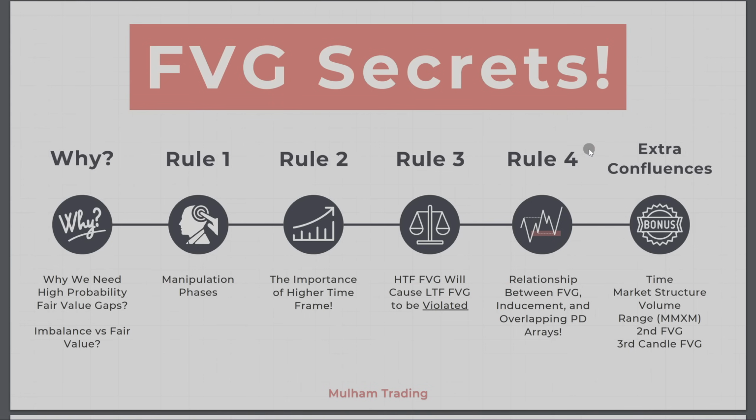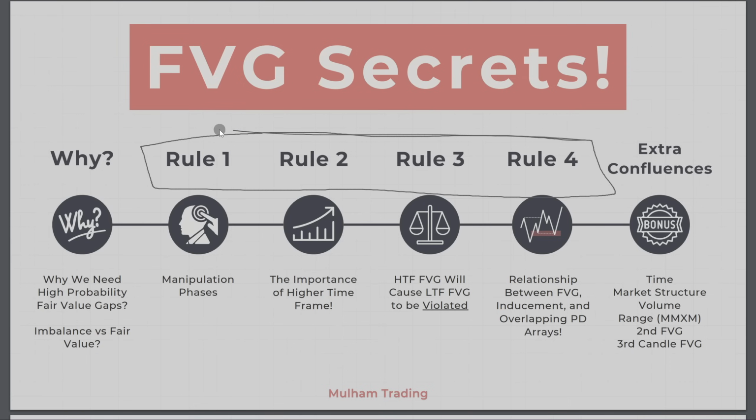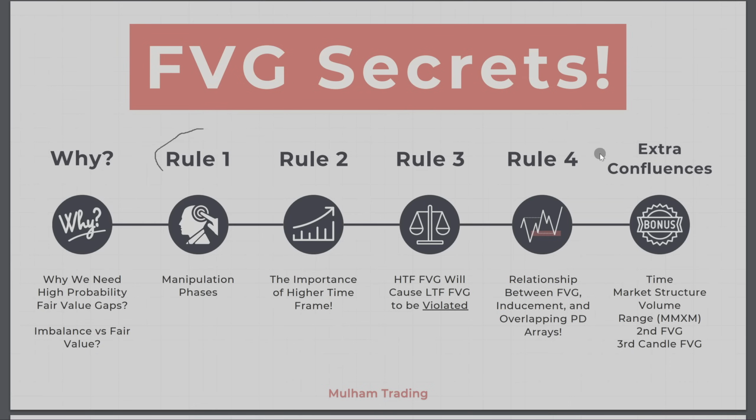Then the 4th rule, and this is the relationship between fair value gaps, inducement, and overlapping period arrays. Very important, and I'll end the video with it, as those are the 4 major secrets and rules of fair value gaps. But there are some other ones that will definitely make you trade better fair value gaps, and that's going to be at the end of the video.